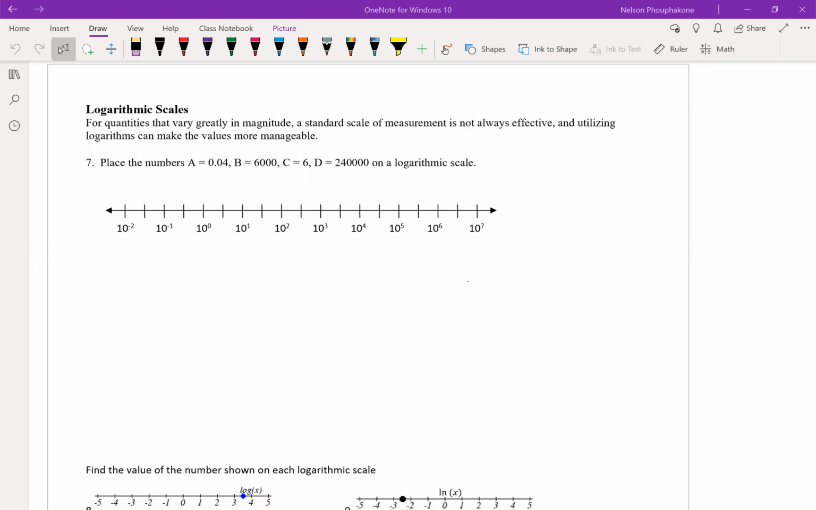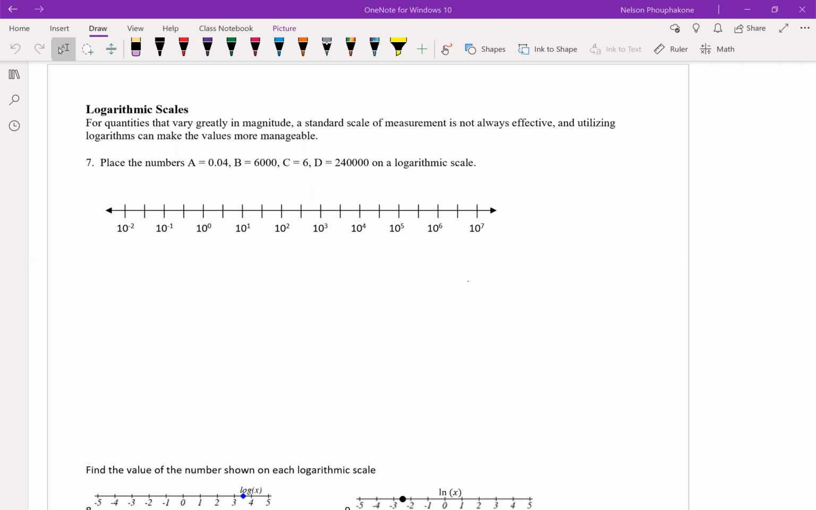In this video, we will talk about logarithmic scales and orders of magnitude. Okay, so let's see what is a logarithmic scale. For quantities that vary greatly in magnitude, a standard scale of measurement is not always effective, and using logarithms can make the values more manageable.